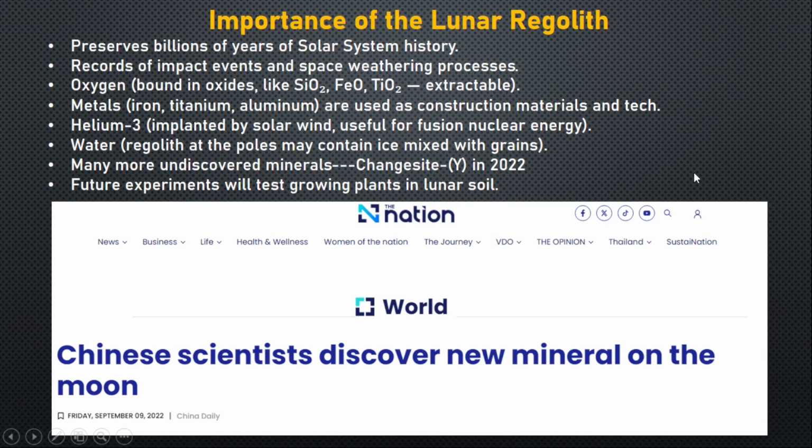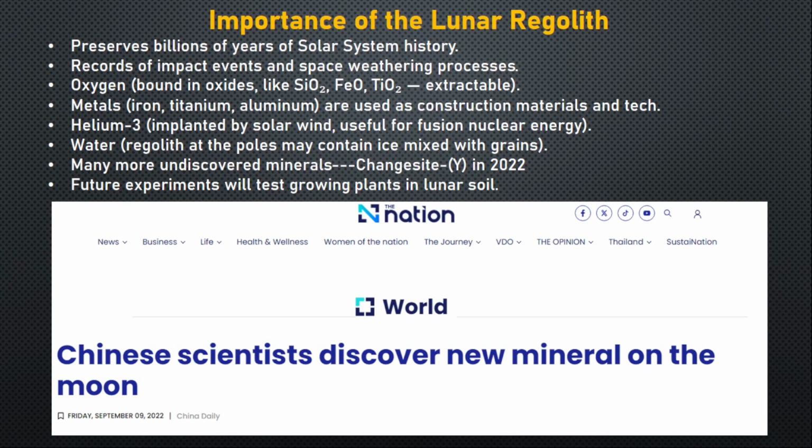The importance of the lunar regolith: it is important because it preserves billions of years of solar system history. The samples have a record of impact events and space weathering processes.